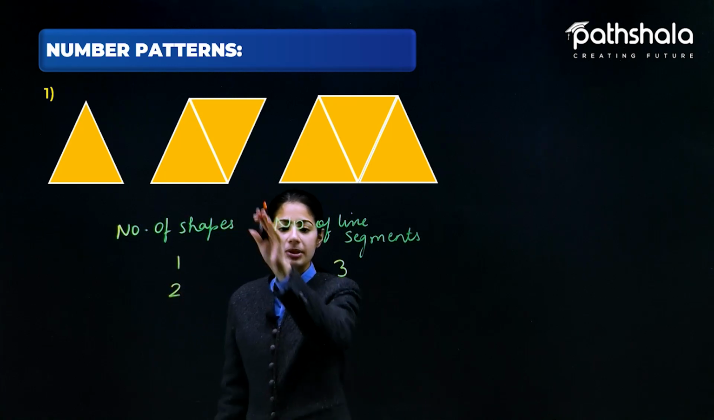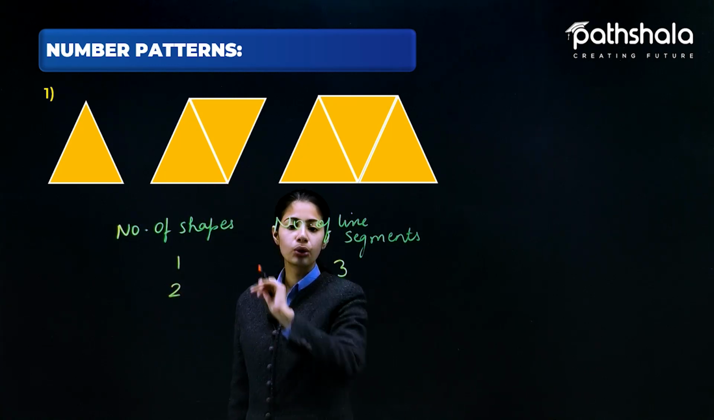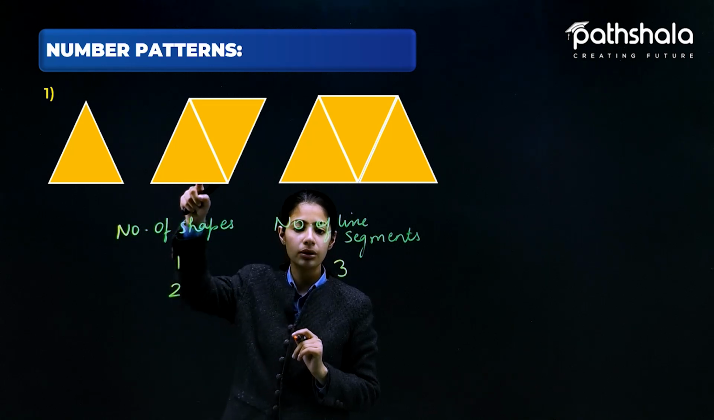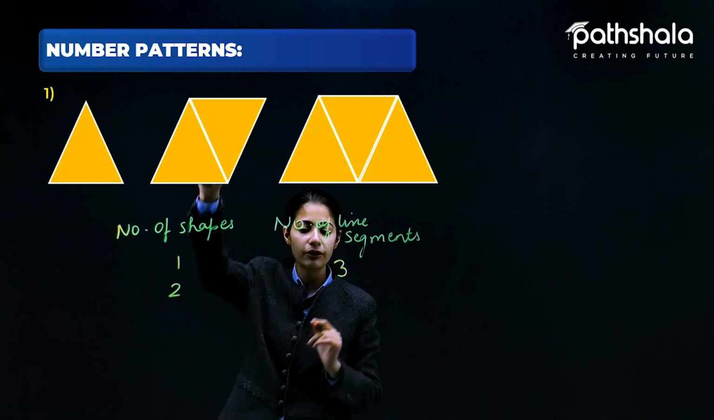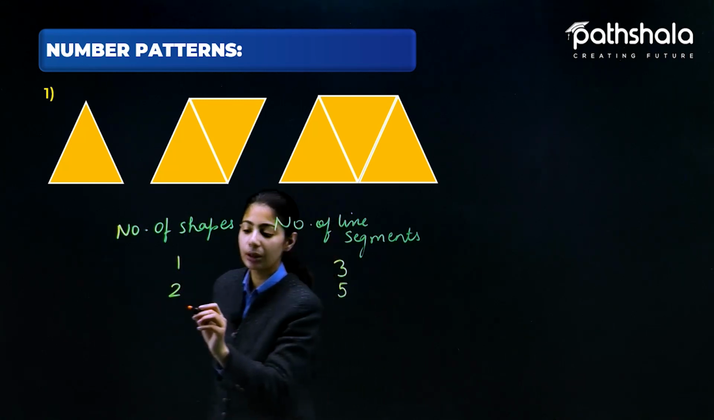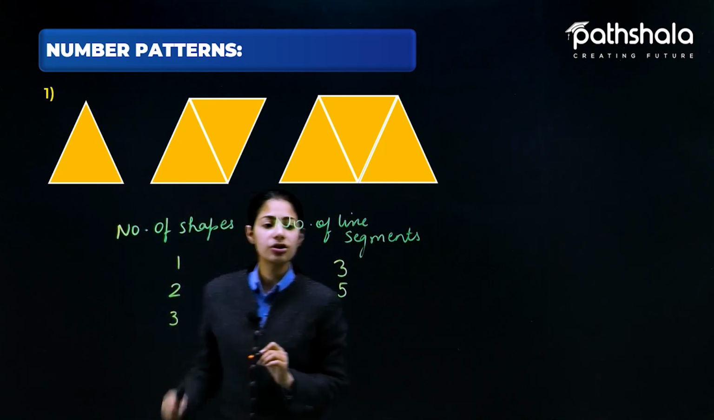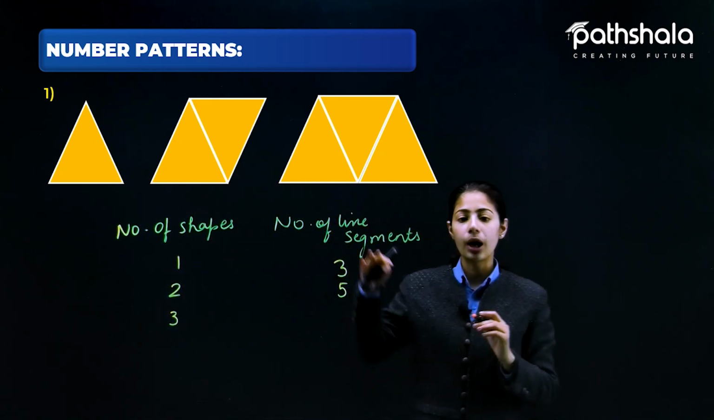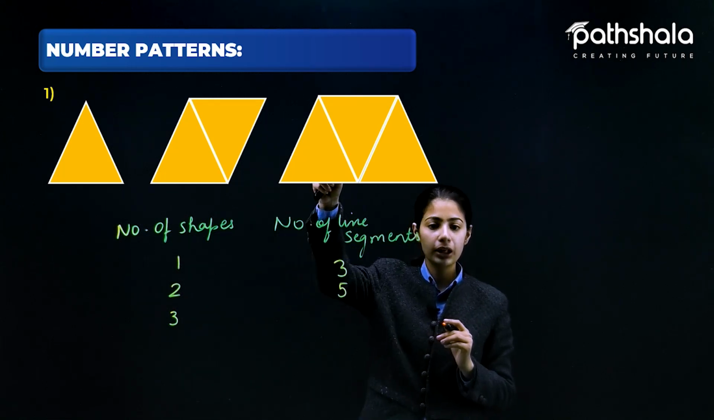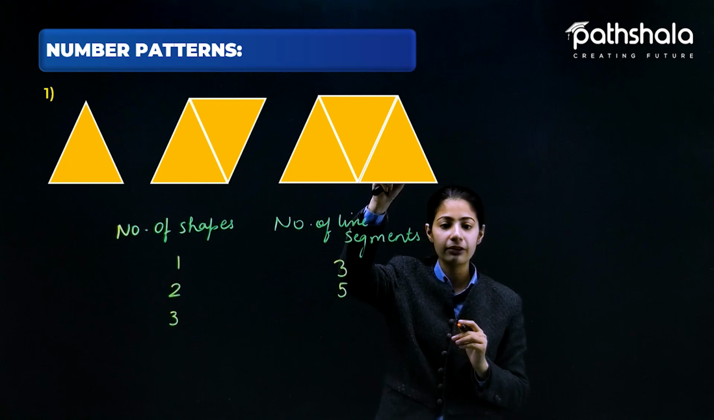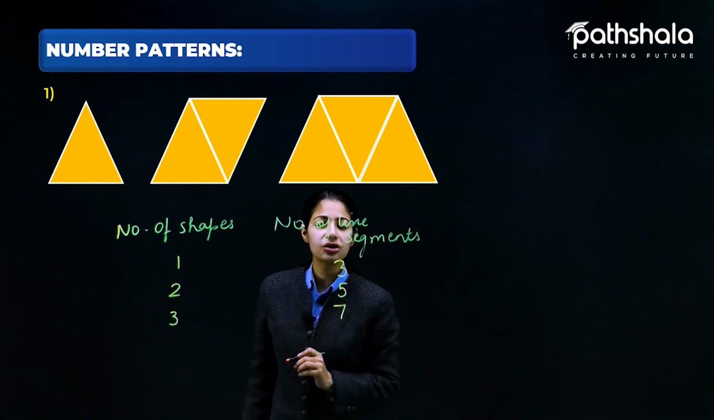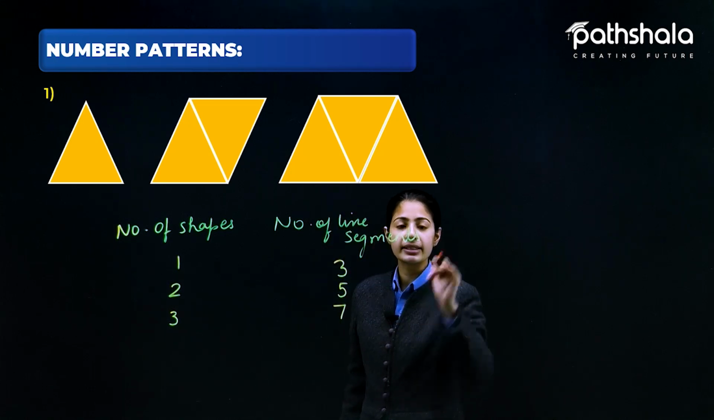For two shapes, that is 1 and 2, how many line segments are required? 1, 2, 3, 4 and 5. So when there are two shapes, 5 line segments are required. For 3 shapes, that is this one, how many line segments are required? 1, 2, 3, 4, 5, 6 and 7. So when there are 3 shapes, we need 7 line segments.